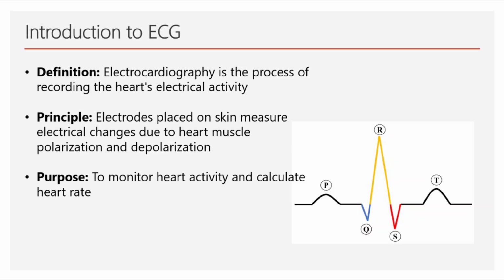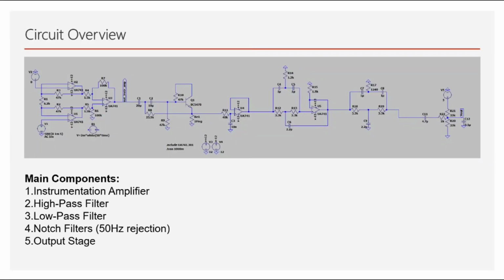The challenge here is that these signals are very small, only in the millivolt range, and are easily overwhelmed by noise. To tackle these challenges, our circuit design follows a systematic approach with multiple stages. First, we need to amplify the weak signals. Then, we need to filter out various noise components while preserving the frequency range of interest for ECGs, which is typically between 0.5 Hz and 150 Hz. Finally, we need to condition the signal for display and heart rate calculation.